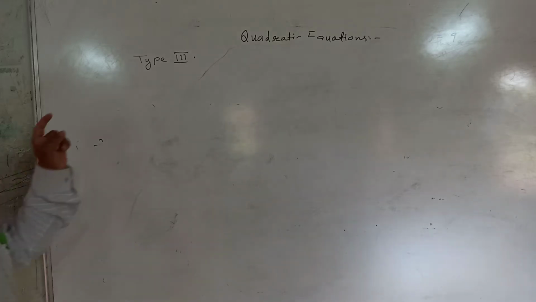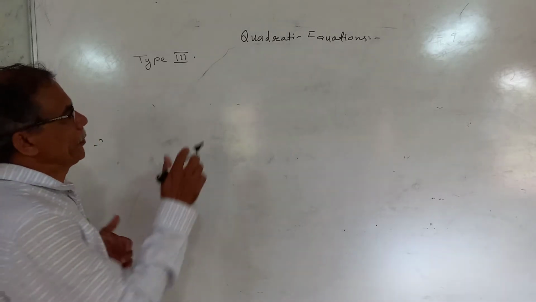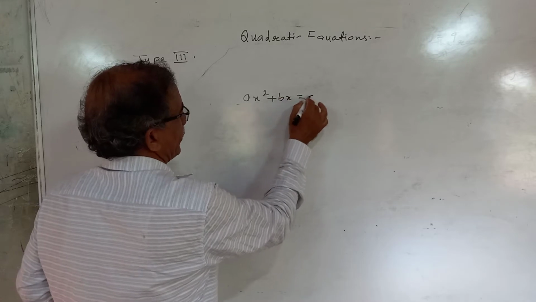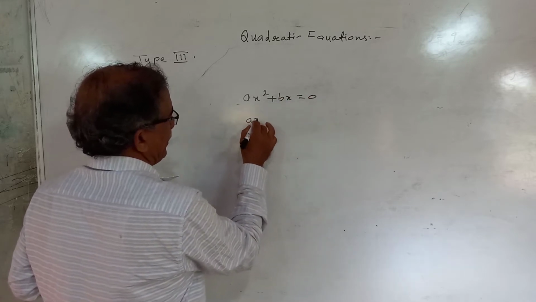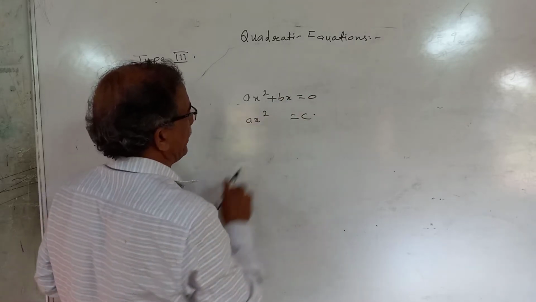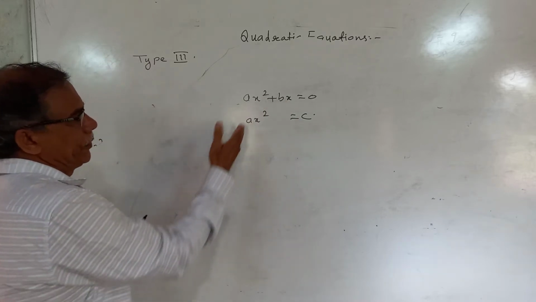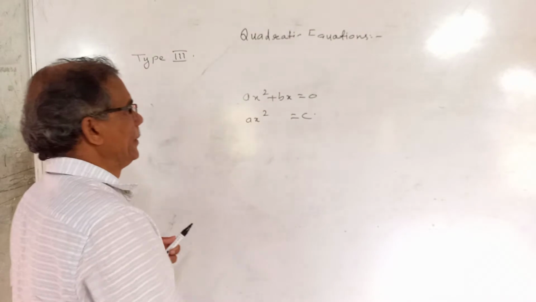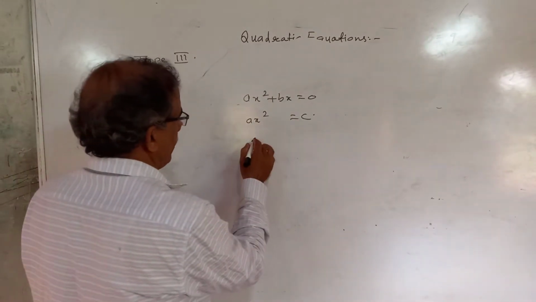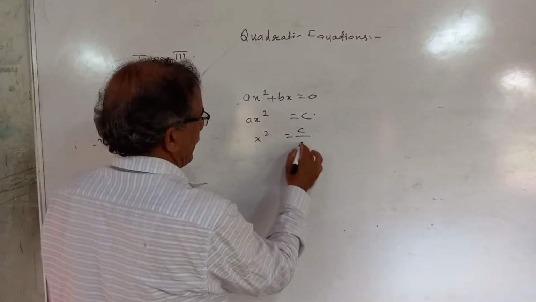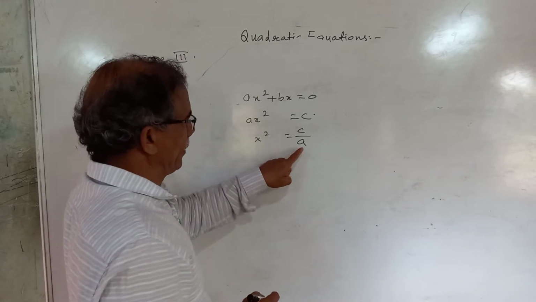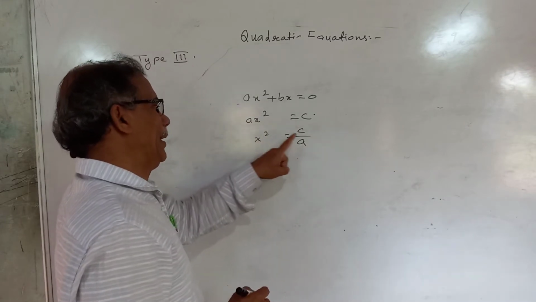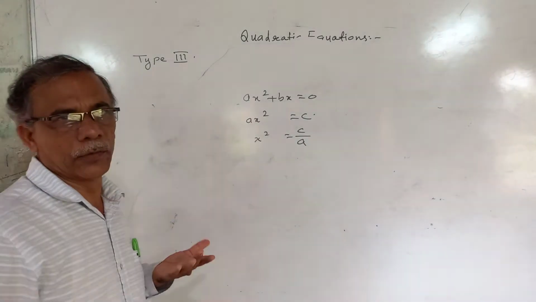Now let us study type 3 equation. First we have seen ax square plus bx is equal to 0. Second type, ax square is equal to c. When it is ax square plus bx, you take x common and then solve. To find x square, here ax square is equal to c, first x square is equal to c by a. You transfer this a to the other side, and then you remove the square, apply square root to find the roots.